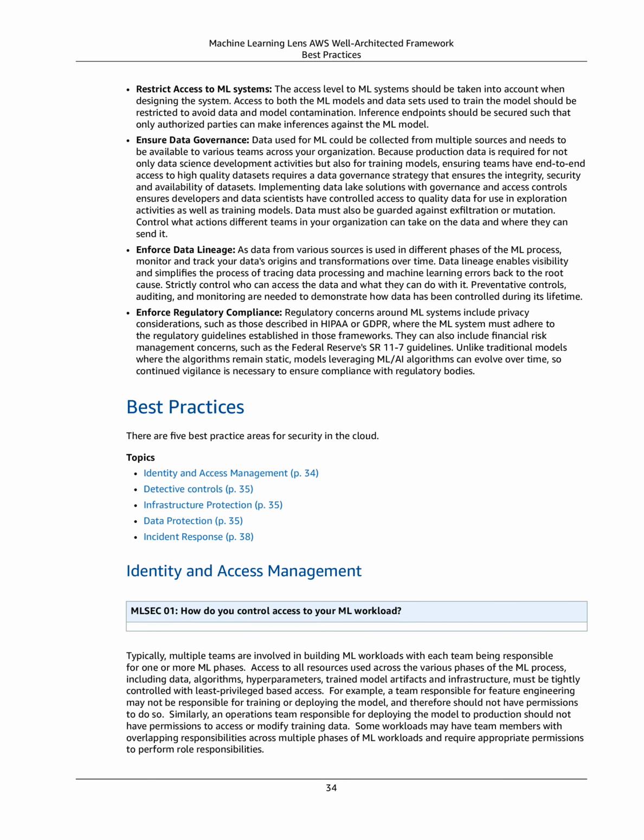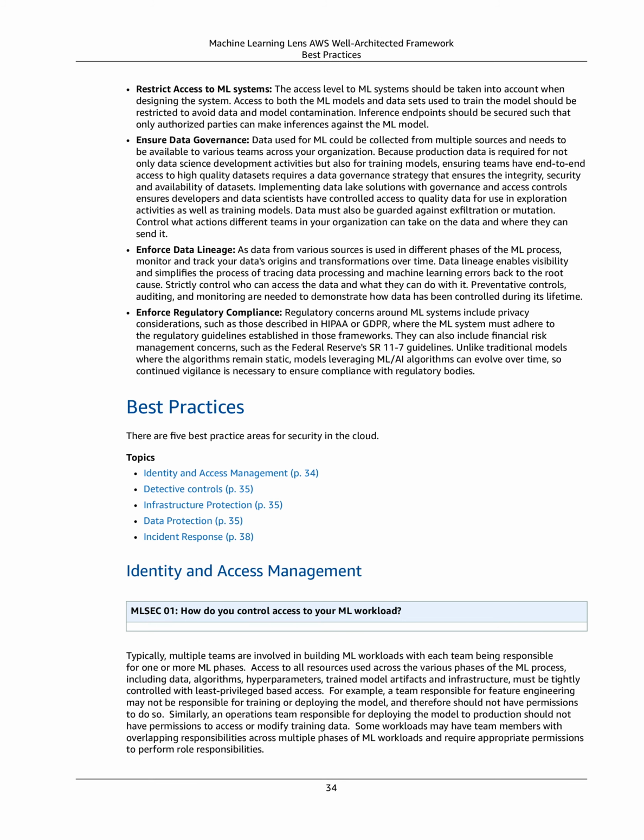Enforce regulatory compliance. Regulatory concerns around ML systems include privacy considerations, such as those described in HIPAA or GDPR, where the ML system must adhere to the regulatory guidelines established in those frameworks. They can also include financial risk management concerns, such as the Federal Reserve's SR 11-7 guidelines. Unlike traditional models where the algorithms remain static, models leveraging ML/AI algorithms can evolve over time, so continued vigilance is necessary to ensure compliance with regulatory bodies.